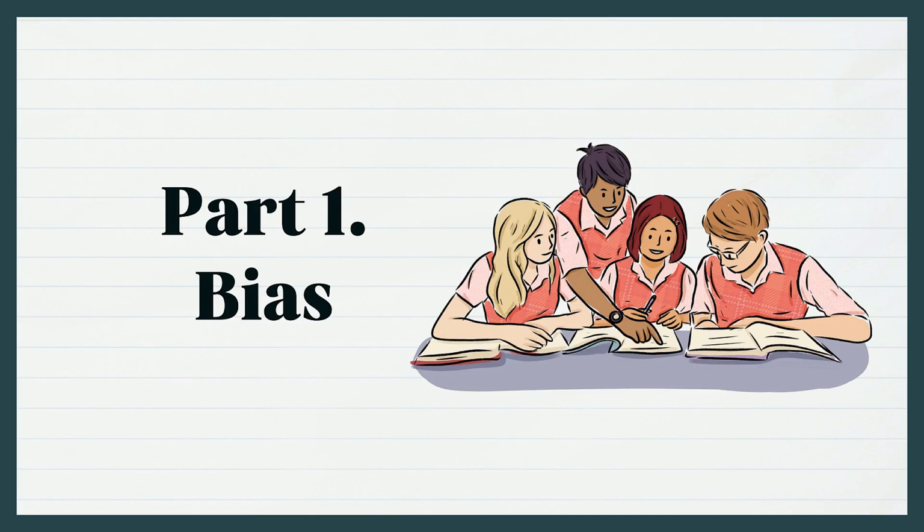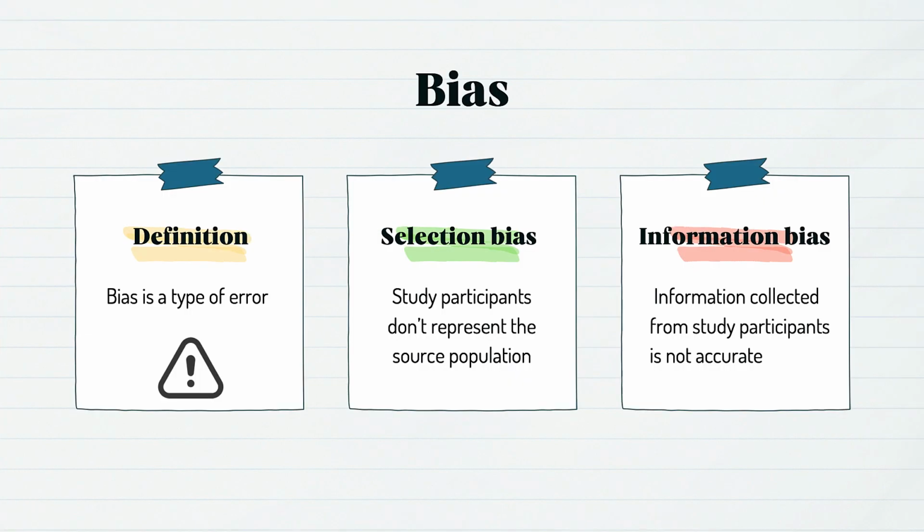And let's start by talking a little bit about bias. As I've mentioned, bias is a type of error. It can happen when selecting participants to be in the study, as is the case of selection bias. And what happens here is that the participants who are selected or who volunteer don't represent the source population. That's the population the researchers want to generalize their study results back to.